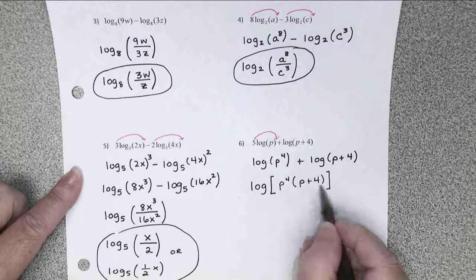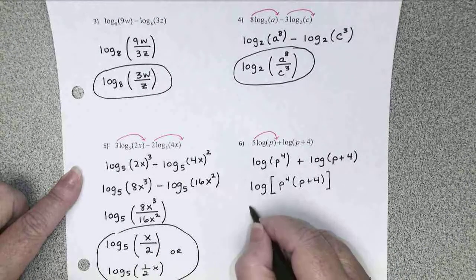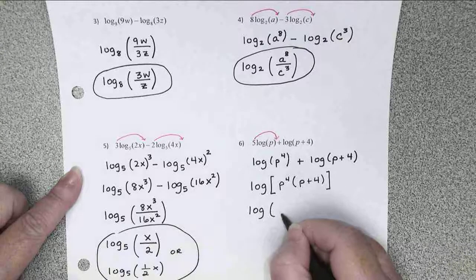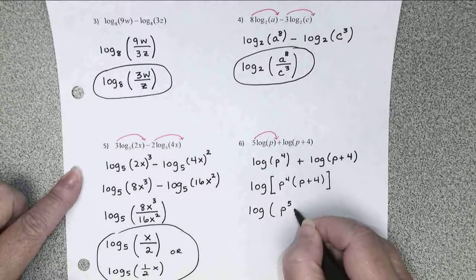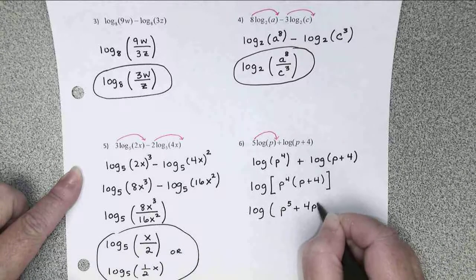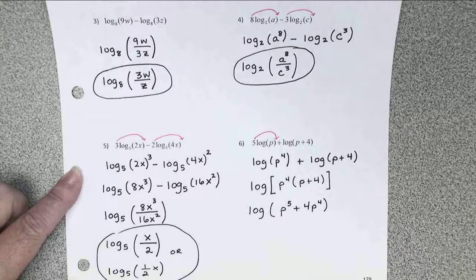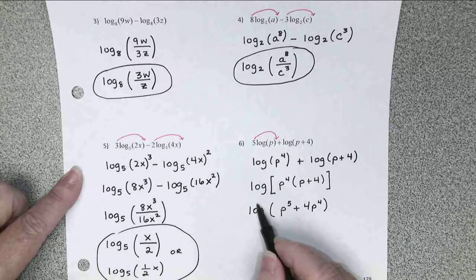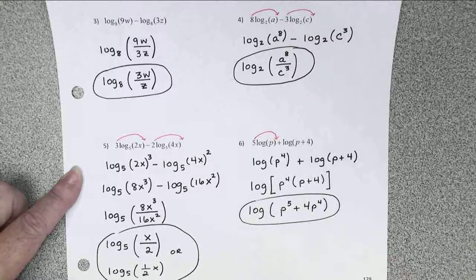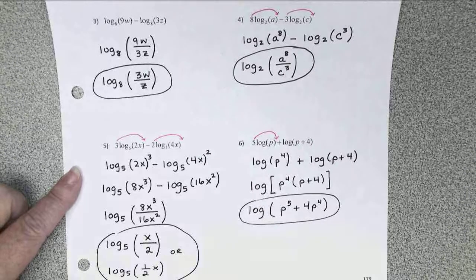I can definitely multiply that out. I'm going to distribute that p to the 4th. So I end up with p to the 5th plus 4p to the 4th as the argument of my log function. And I can't really do anything else with that, so I'm done. All right, so there's some practice just expanding and collecting logs. In our next part of this section, we'll look at solving equations and which of these forms is more useful for that.